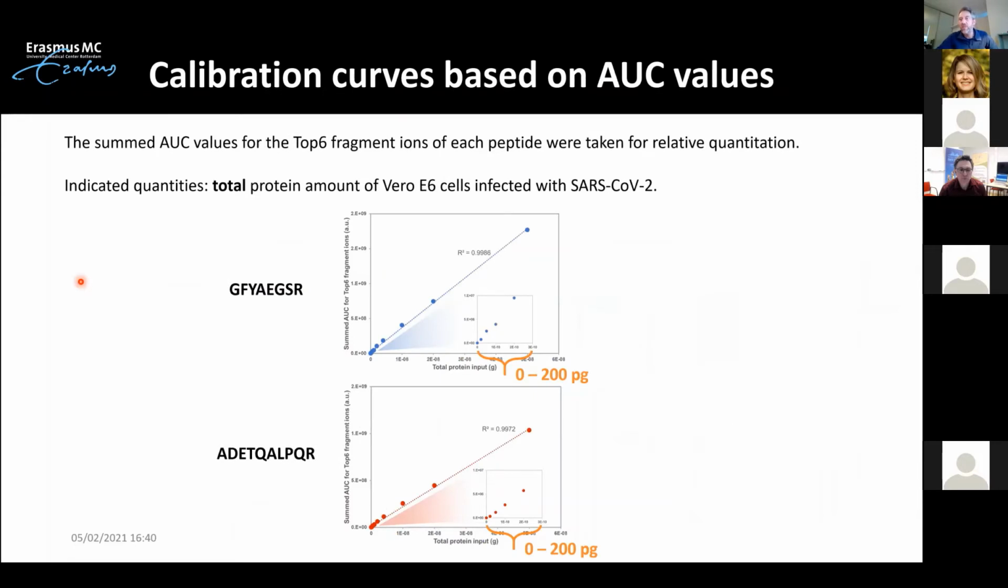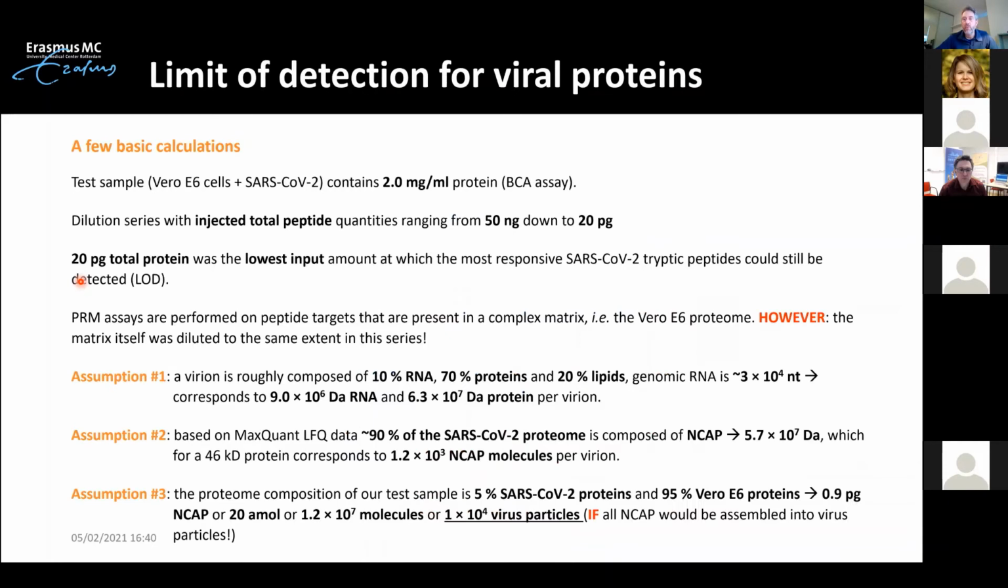These are the same results in a different format. You can nicely see the linear relationship between input and signal over several orders of magnitude in this PRM assay. And we then did some basic calculations to find out which number of viral particles this would correspond to. Don't pay attention to the exact numbers here. I make a few assumptions.